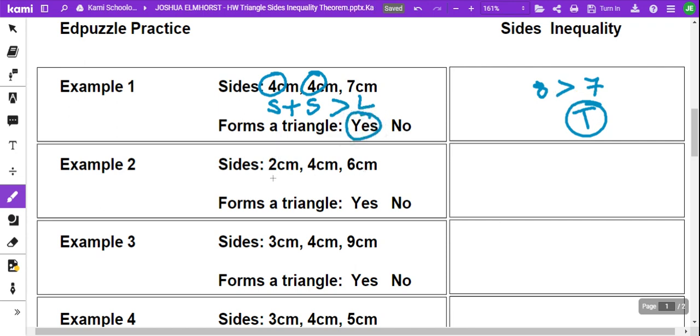So 2, 4, 6. 2 and 4 are the smaller numbers. So we're going to add those and compare it to 6. 2 plus 4 is 6. And we need something that is greater than 6. But 6 is not greater than 6, so it would not form a triangle. It has to be greater.